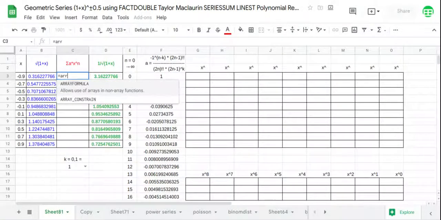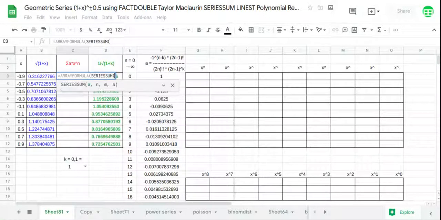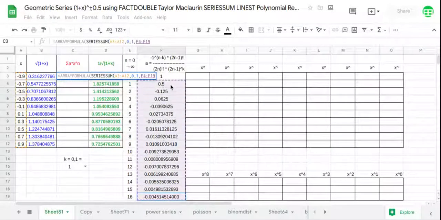So our formula, series sum of the x values. So our value of x is this range, comma, and starting from n, raised to the power n. So n starts from 0, incremented by 1. And the coefficient a, it will be this range. And enter.